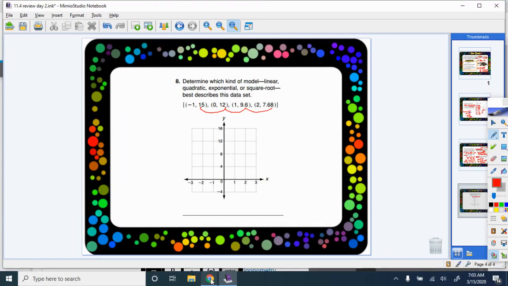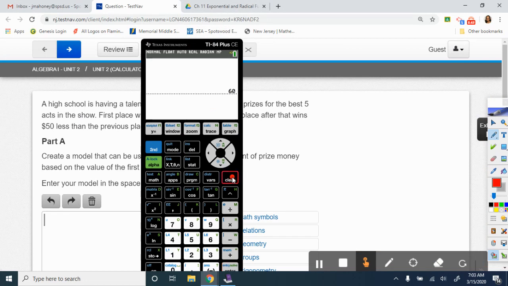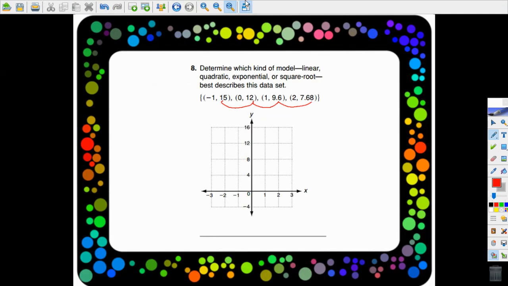So on my calculator, I'm going to do 12 divided by 15. I did the second y value divided by the first y value. Now let's try the next one, 9.6 divided by 12. Sure enough, I am multiplying by 0.8 each time. And when I know I'm multiplying by 0.8, that would represent an exponential function.